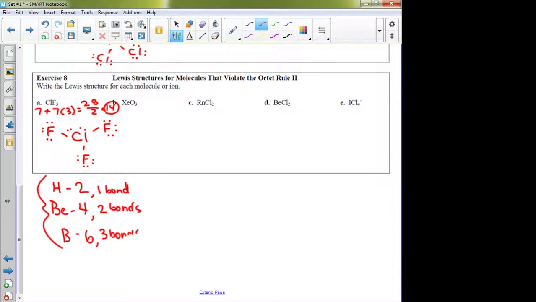All right, let's look at B. Xenon has how many valence electrons? 8. Plus oxygen has how many? 6. I multiply that times 3. 8 plus 18 is 26. I divide that by 2 and I get 13. So I'm going to put xenon in the middle, with oxygen, oxygen, oxygen. Then I check myself: that's 1, 2, 3, 4, 5, 6, 7, 8, 9, 10, 11, 12. I've got an extra pair. Where must they go?